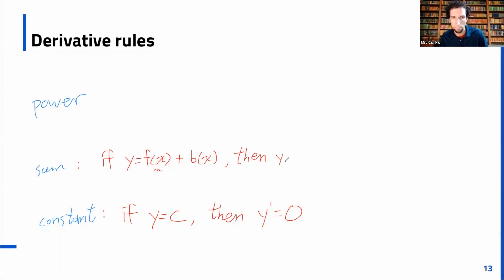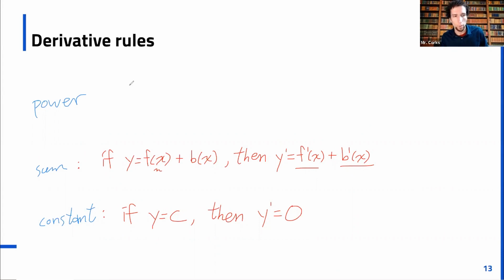So if y is equal to function 1 plus function 2, f of x plus b of x, then y prime equals f prime of x plus b prime of x. Good. So if the function has inside of it two different parts added together, then just find the derivative of the two parts separately, then add them together. That's the sum rule.